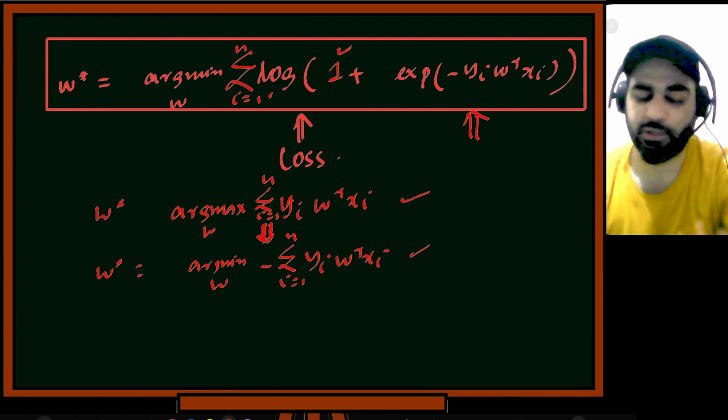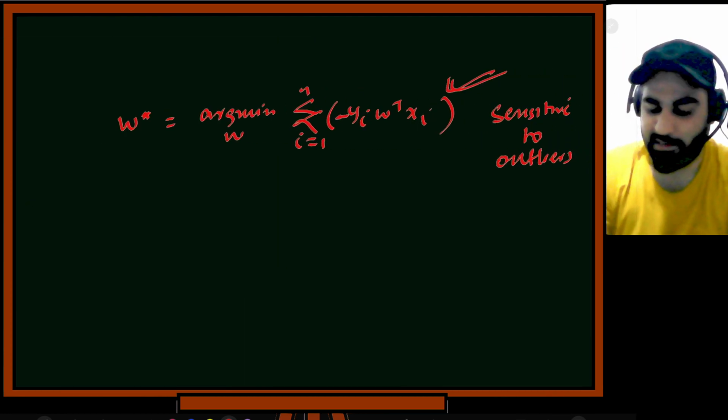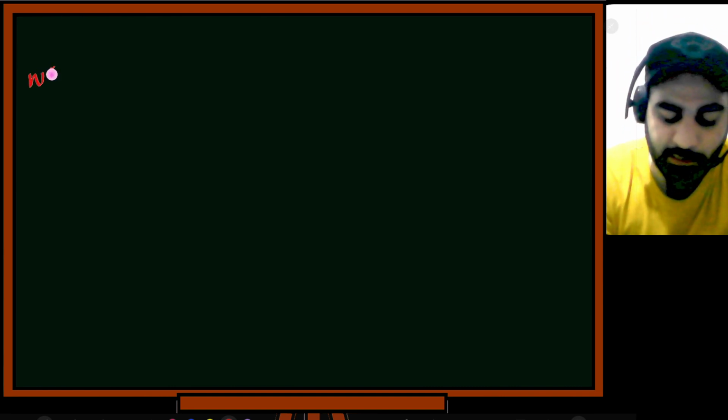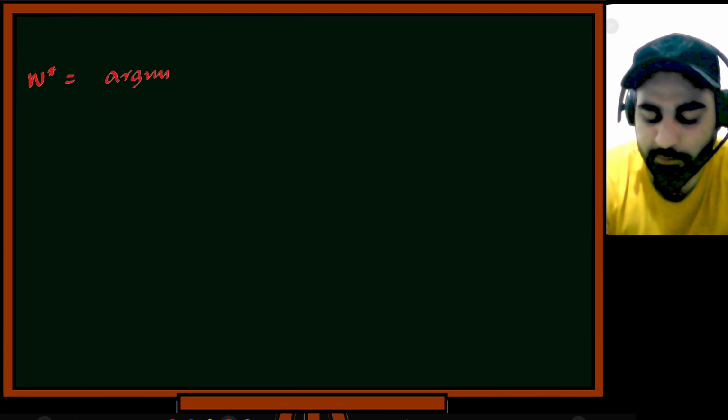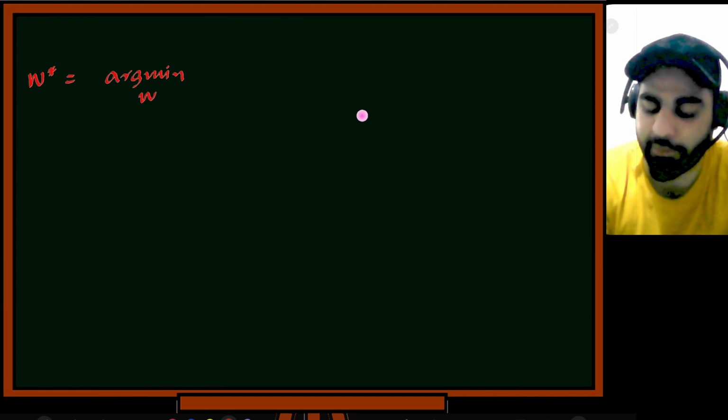Yes, sir. So this is the function that we have to minimize. This can even be asked as a question: what is the function that you have to minimize, or what is the function for logistic regression? So again, I'll write it. This is w star is equal to arg min of, you have to find such a w which minimizes whatever comes after this.